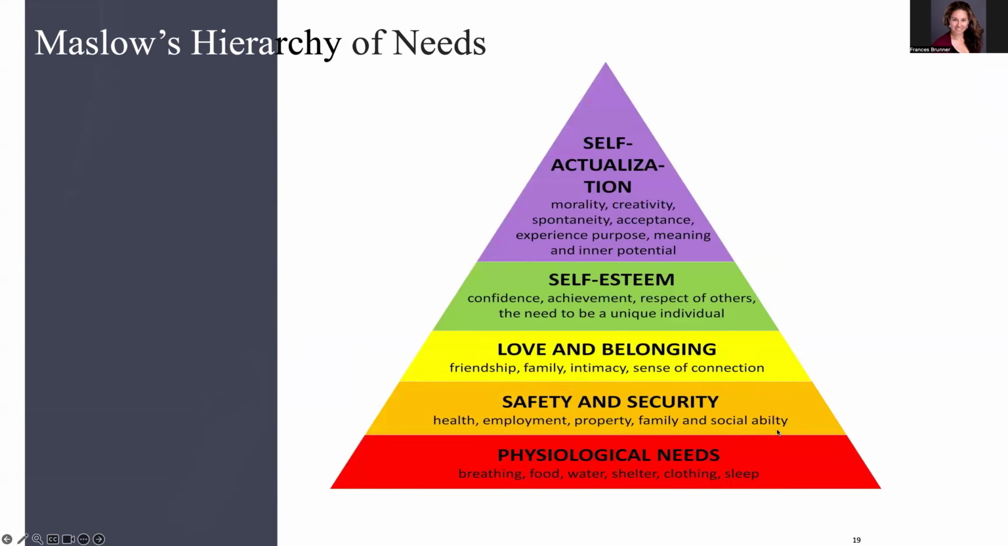At the bottom, the very foundational need is psychological: food, water, shelter, clothing, sleep. Without these things accomplished, we cannot move up the ladder towards self-actualization. The second level, having health and safety and security, are the most important critical aspects above the very basic psychological needs. Only then can one pursue friendship, family, intimacy, and senses of connection.